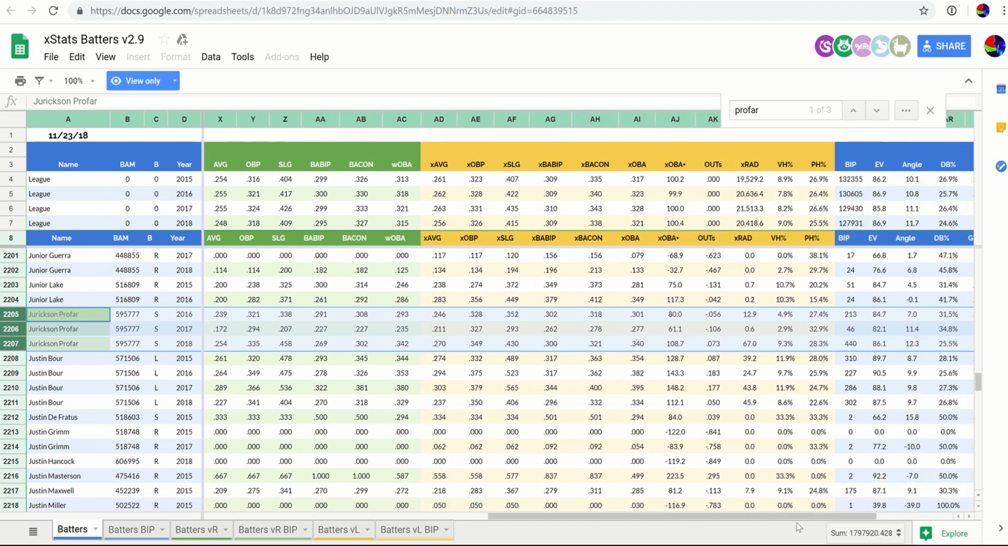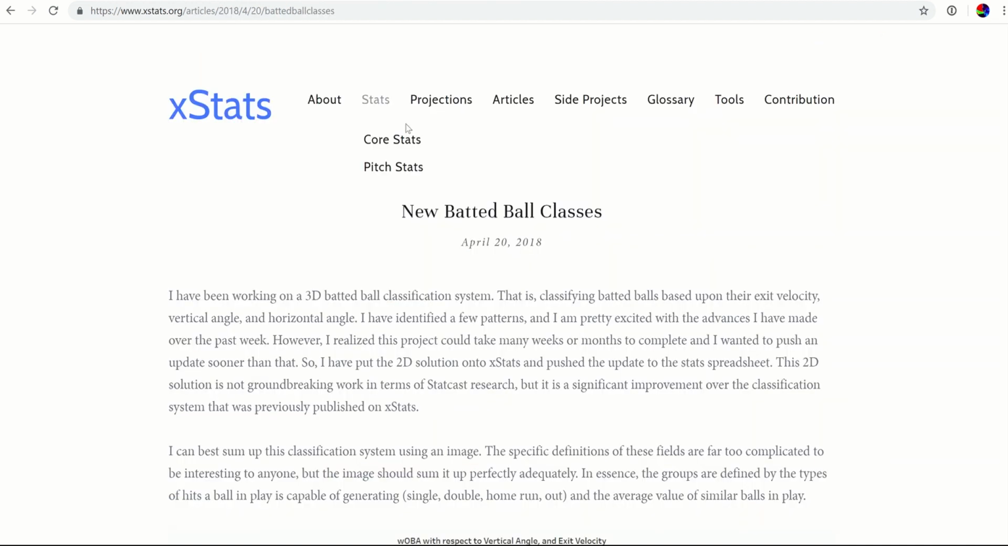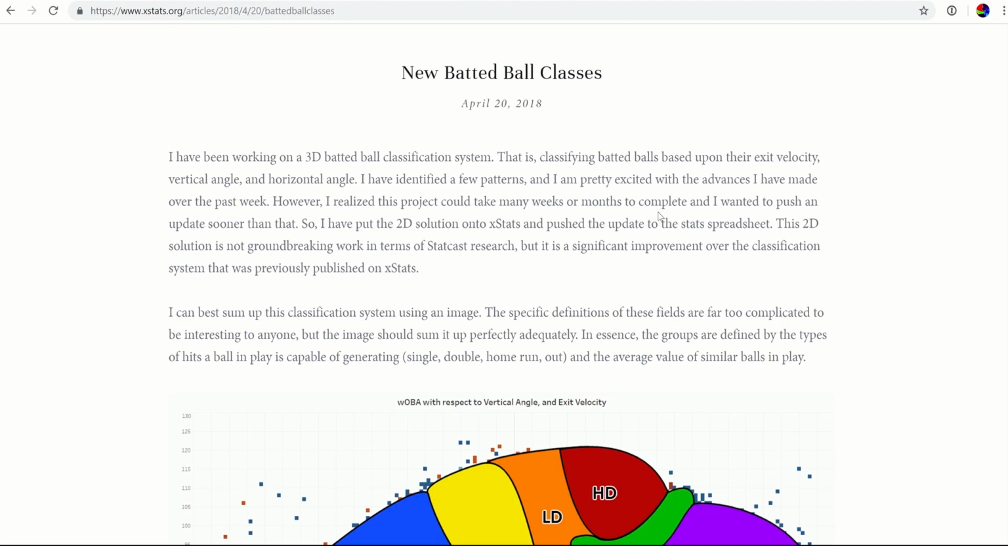Now, what I really like to look at a lot is, if you scroll all the way over on this first spreadsheet, these 6 categories right here. PU percentage is pop-up percentage, FB is fly ball percentage, HD is hard drive percentage, line drive is LD percentage, GB percentage is ground ball percentage, and DB percentage is dribbler percentage. There's a really cool article that Andrew wrote when he released the latest version of xStats, and it's right here: new batted ball classes from last year.